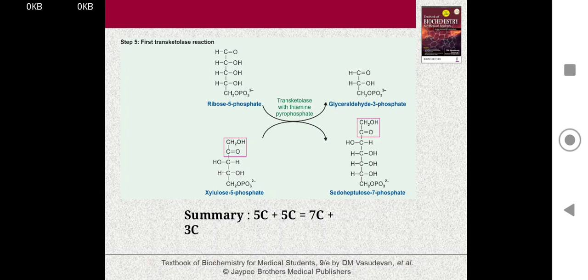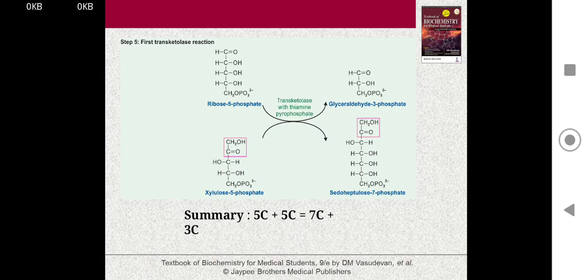Now step 5, that is the first transketolase reaction. Here ribose 5-phosphate, which is generated in the previous stage, and xylulose 5-phosphate combine. There is a transketolase reaction with the help of the coenzyme thiamine pyrophosphate. Here the vitamin B1 thiamine is necessary for this reaction. Here the 2 carbon keto unit from xylulose 5-phosphate is transferred to ribose 5-phosphate.